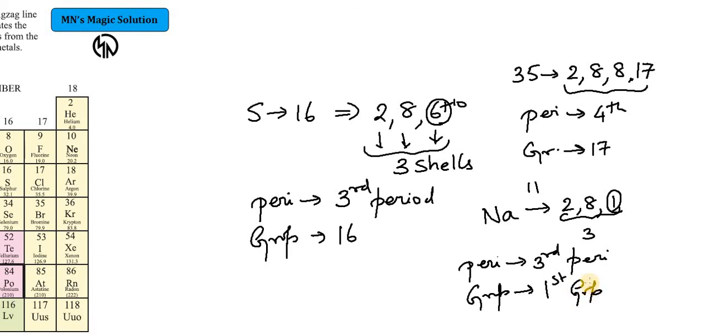So this is how you will identify an element's position in the periodic table, as to which period or which group it belongs to, based upon the atomic number. Right? Once you know the atomic numbers of these elements, you can decide which period and which group each belongs to by using this method.